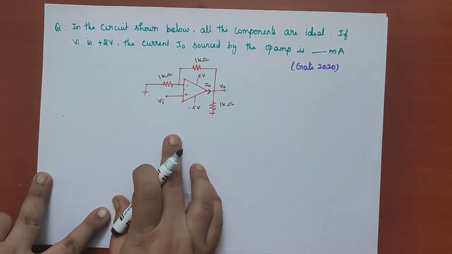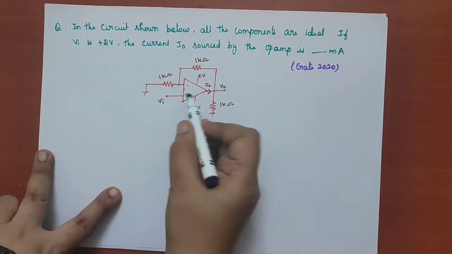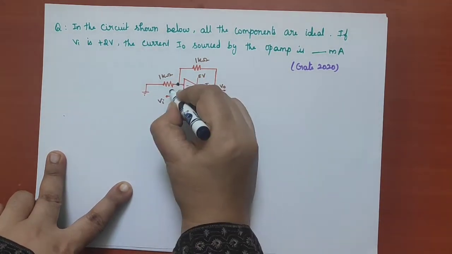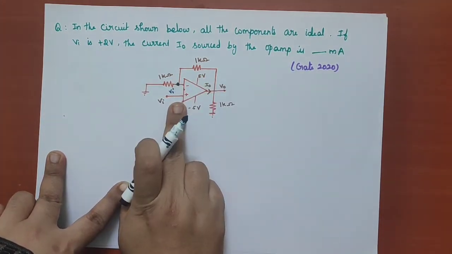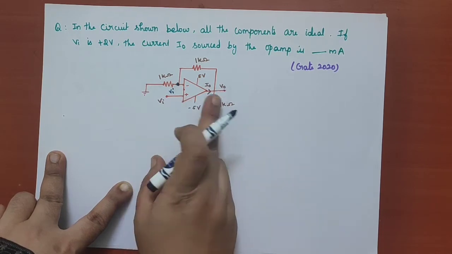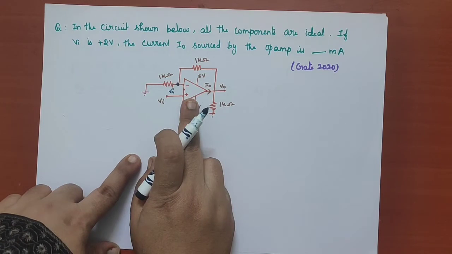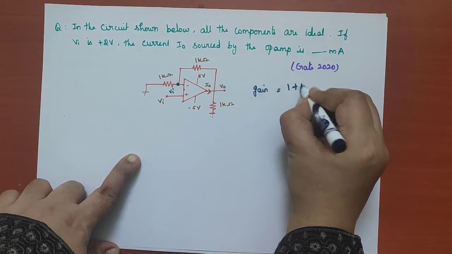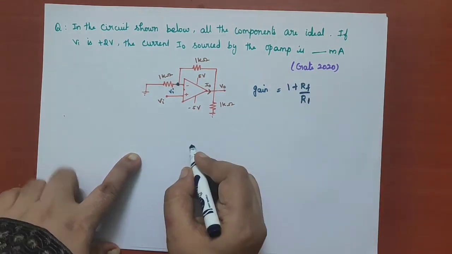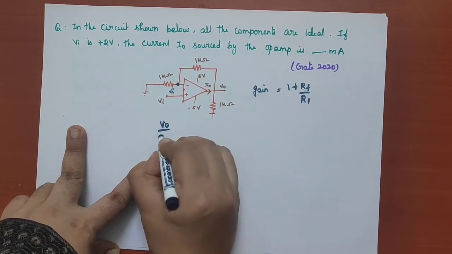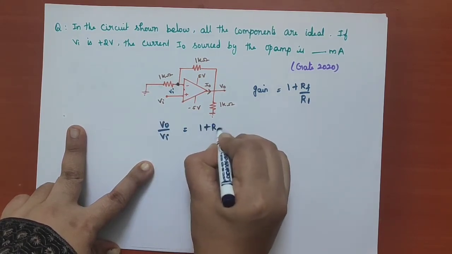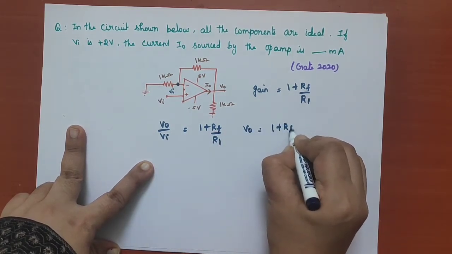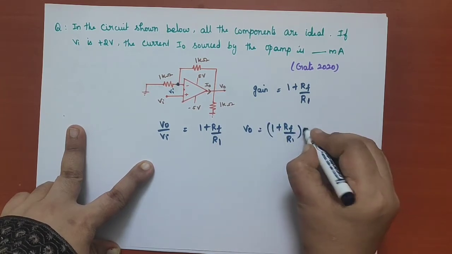In this question, input is given in the non-inverting amplifier. By the virtual short concept, we can say that this point will have the voltage equal to Vi. This is the concept behind the operational amplifier. For the non-inverting amplifier, we can write the gain as 1 plus Rf by R1. So gain is nothing but V0 by Vi, which is equal to 1 plus Rf by R1, or V0 will be equal to 1 plus Rf by R1 into Vi.